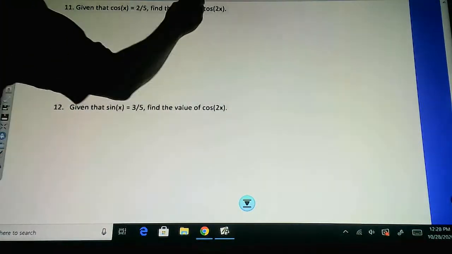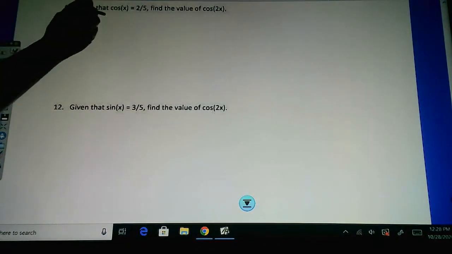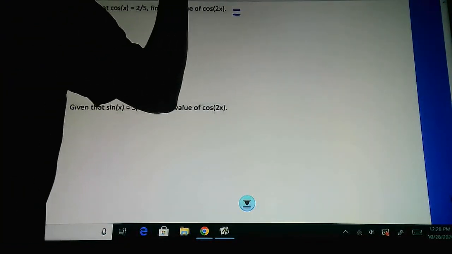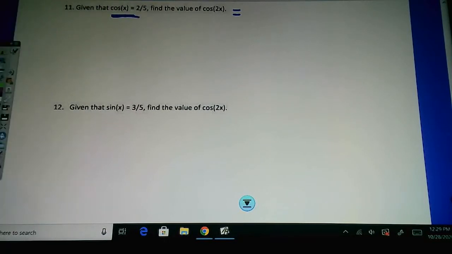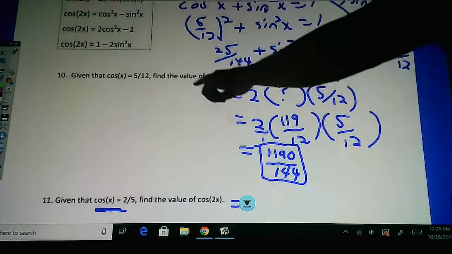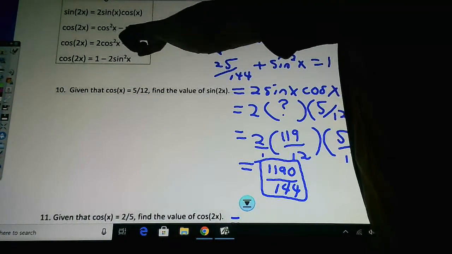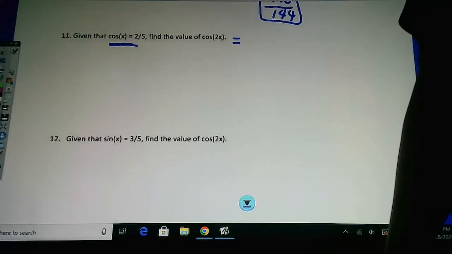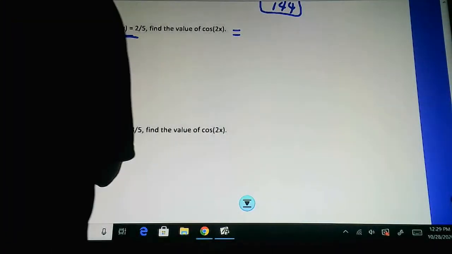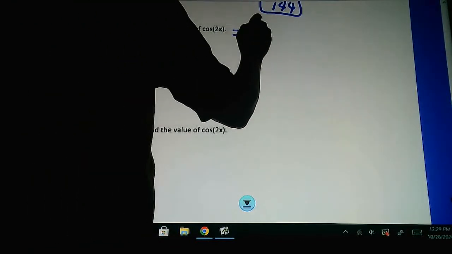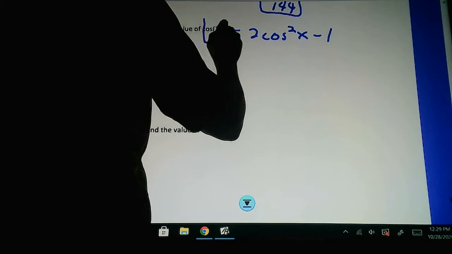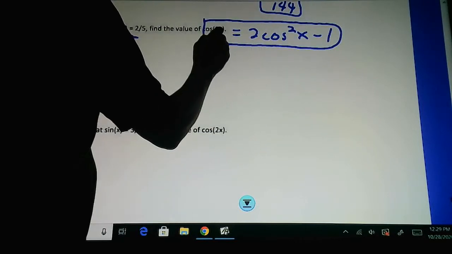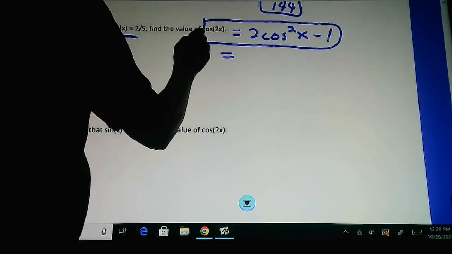So here we go, cosine of 2x. Now there are 3 rules. We're going to choose a rule that saves us trouble. There's one rule that involves only cosine. Back it up to that rule sheet. This rule here, 2 cosine squared x minus 1, is what we're going to use, because that one saves us a lot of trouble. So here's the rule we're going to use. We're trying to find cosine 2x.